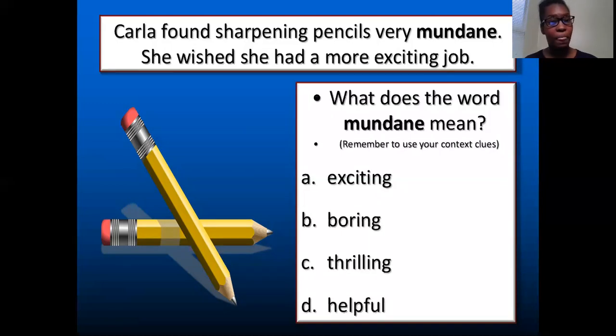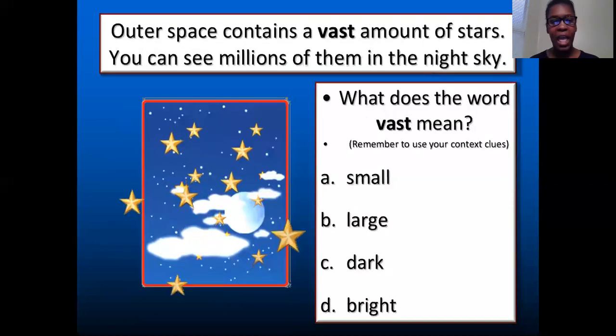D, helpful. Carla found sharpening pencils very helpful. She wished she had a more exciting job. Now, if I put helpful in place of mundane, it doesn't really make much sense to fit into that sentence. So we're going to go ahead and eliminate that one. So drum roll, please. The answer is boring. And I hope that that's what you picked. Very good. I want you to try one more before we're done.